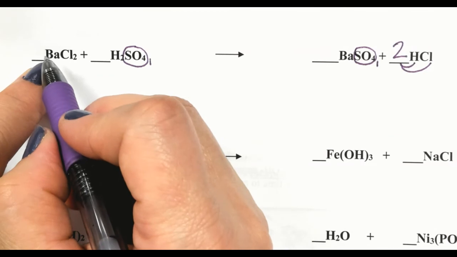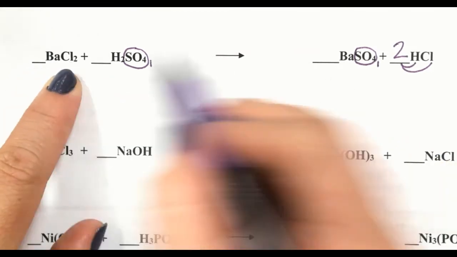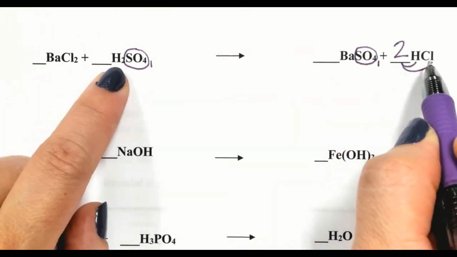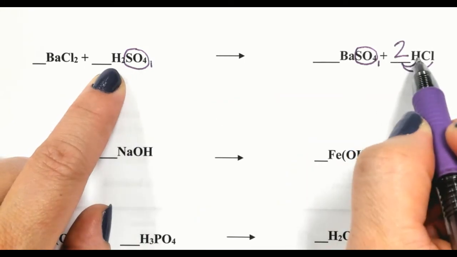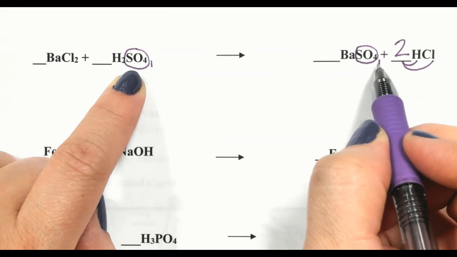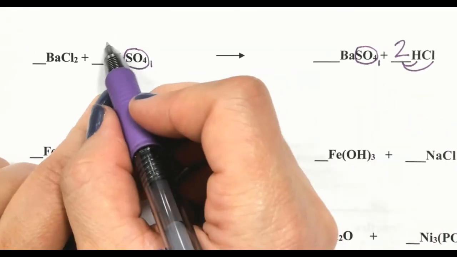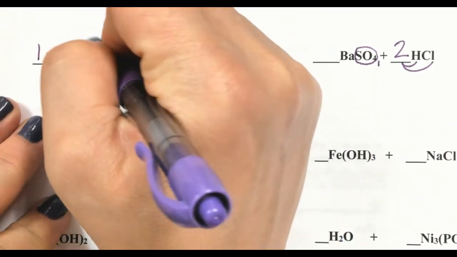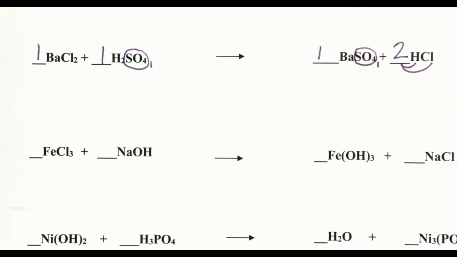All right, so barium, 1, 1, chlorine, 2, 2, hydrogen, 2, 2, that's good. And then the sulfate, 1 and 1, because there's no coefficients in front of these. So I'm going to go ahead and put coefficients of 1, and this is considered now a balanced equation.